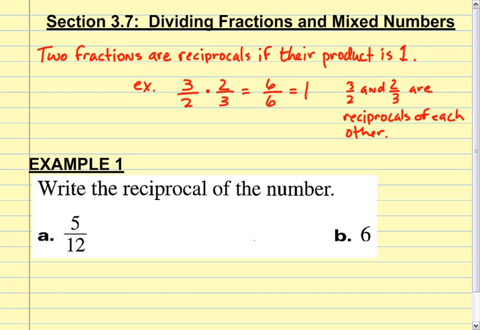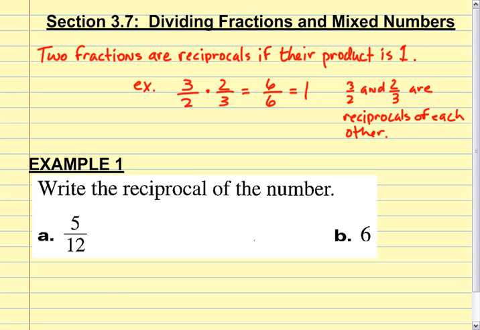So here's an example. Do you see that 3 over 2 times 2 over 3 gives us 6 over 6? And 6 over 6 is what, Hannah? 6 over 6 is 1. Perfect. So do you see that 3 over 2 and 2 over 3 are reciprocals of each other? Does that make sense? Okay.